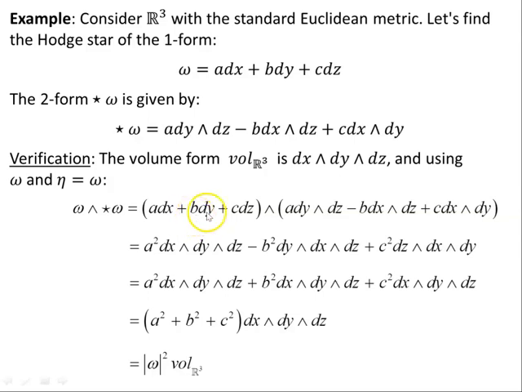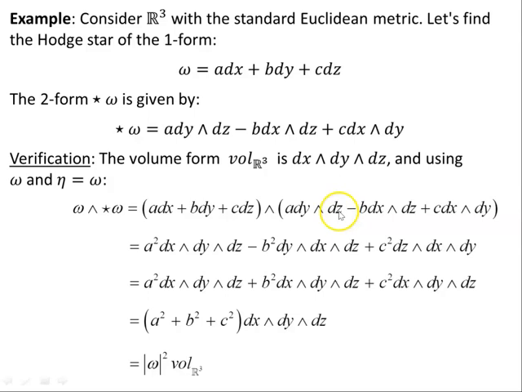So we have b dy wedged with, well, no point doing it with this one because dy wedge dy is 0. And over here, b dy wedged with this, there's a dy here, dy wedge dy is 0. So the only non-zero term is b dy wedged with minus b dx wedge dz. So we get minus b squared, the b from here and the b from here, dy wedge dx wedge dz.